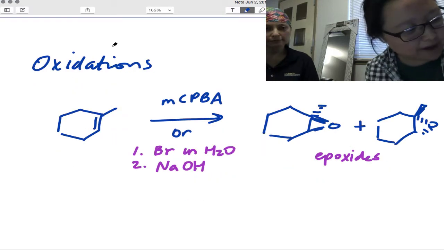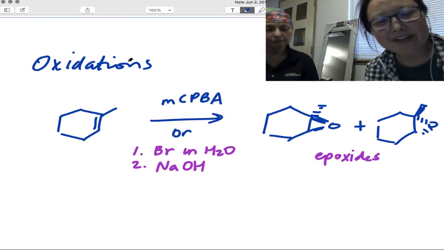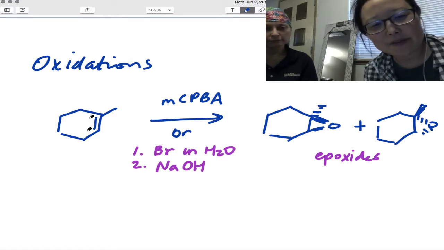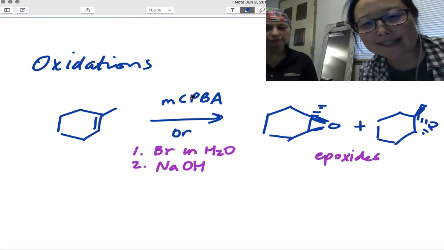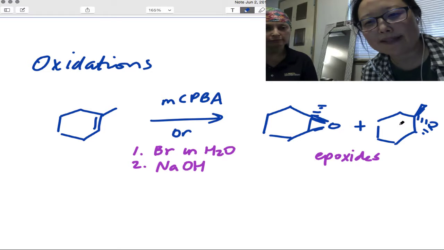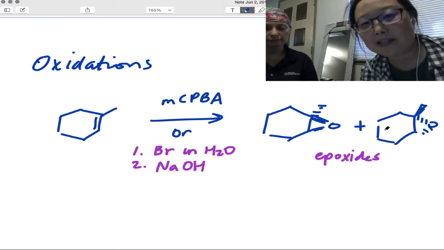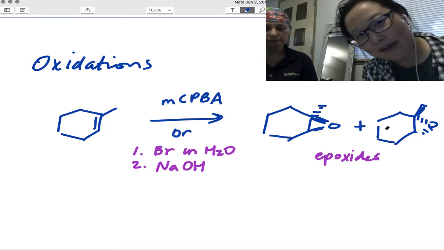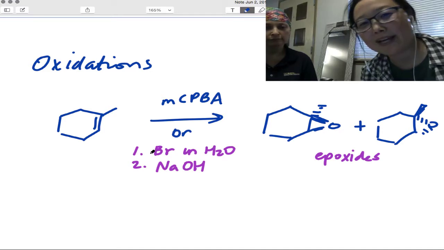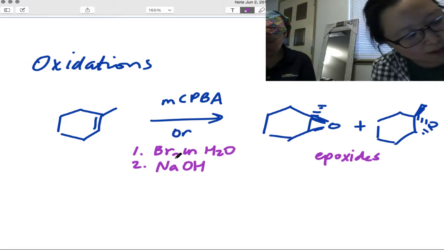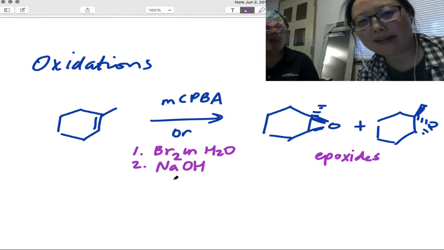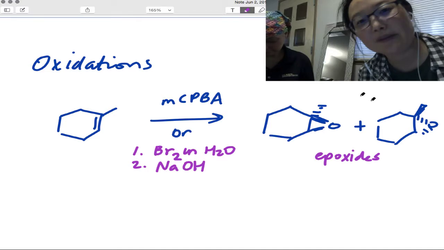So before we move on to too many reactions, let's start collecting our oxidations. Our first one is of an alkene with MCPBA or any peroxy acid. We're going to make it into epoxides. If it's chiral, we get the enantiomers. Or we just walked through an example of using some reactions from before, like Br2 in water, followed by sodium hydroxide. It's another way of doing the same thing.